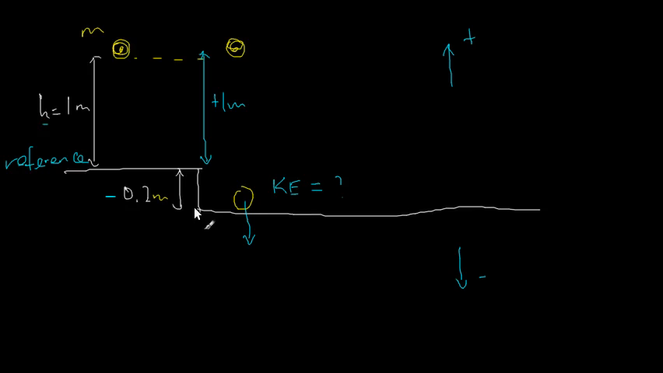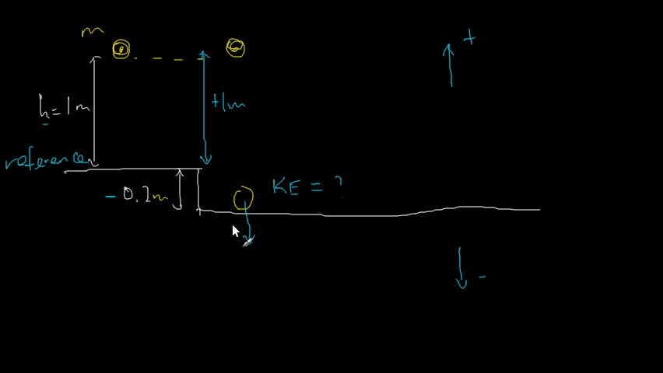Okay, so that's the first step. We define a positive and negative direction, and we use positive and negative signs to represent heights by comparing the level of the ball with the reference level. Okay, that's step number 1.